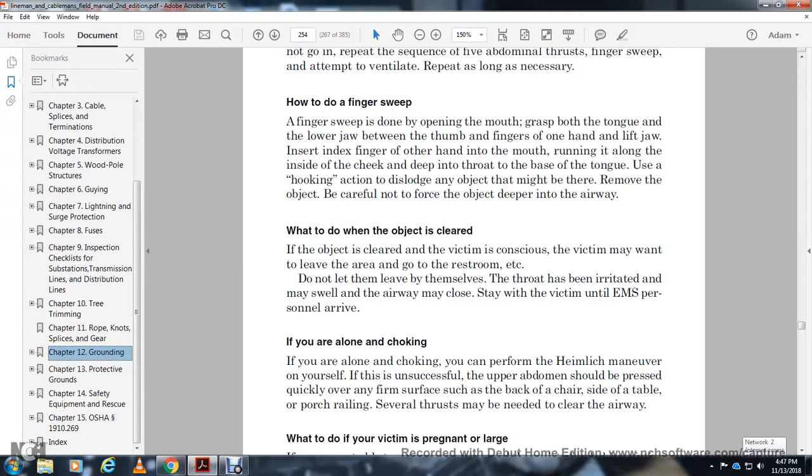If you're alone and choking, perform the Heimlich maneuver on yourself. If it's unsuccessful, the upper abdomen should be thrust quickly over the back of a chair, the side of a table, or a porch railing. Repeat as needed to clear the airway.